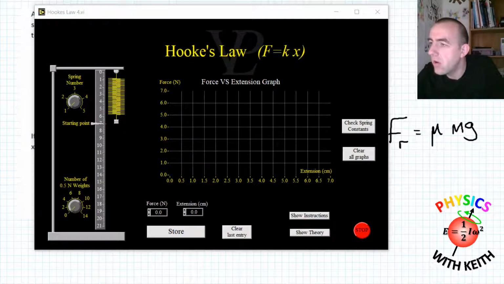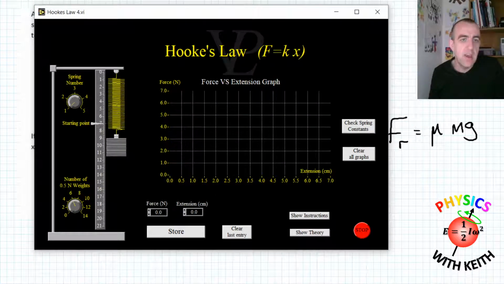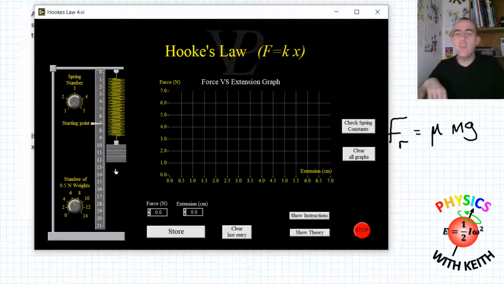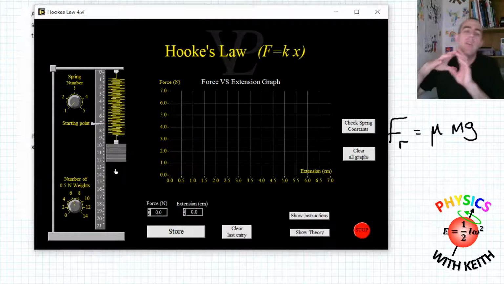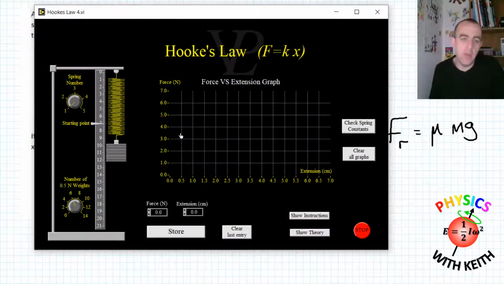So courtesy of Dr. John Nunn, who very kindly gave me permission to use these in these tutorials, here is a little simulation of a spring. Hopefully you can see that okay. And I can add more weights onto the bottom of the spring. And as I add more weights, so there's more force pulling down on that spring, it reaches a stable equilibrium when the force that is pulling down on the bottom of that spring is equal to the force pulling up on the bottom of that spring.